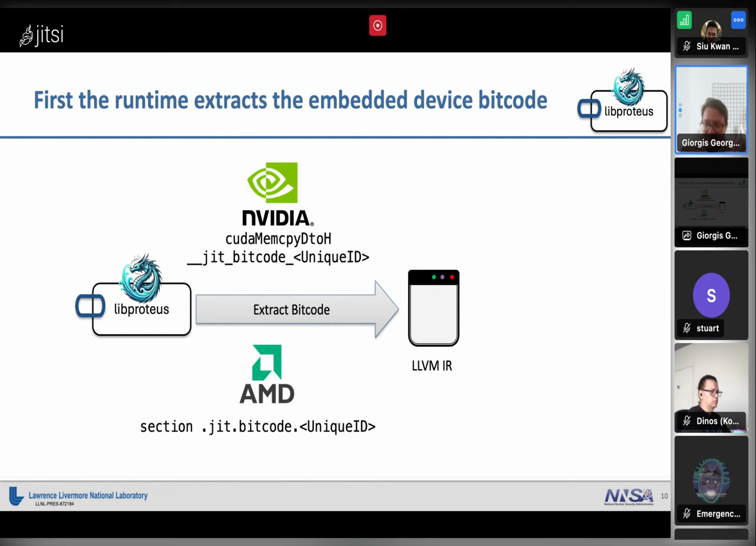that is uniquely named, and we extract the LLVM code from that section in the binary. We cannot use the same section approach with NVIDIA, because the NVIDIA proprietary toolchain, when you create a device binary, throws away all sections that are non-standard. So at the end of this extraction, the Proteus runtime library is going to have the LLVM IR of the device bit code to start doing things on it.